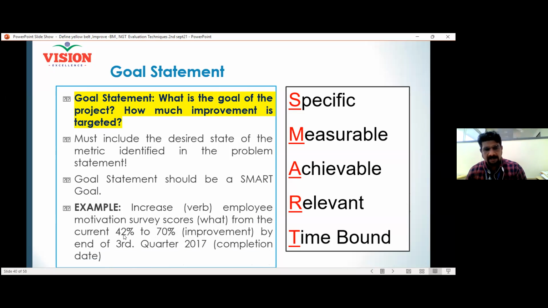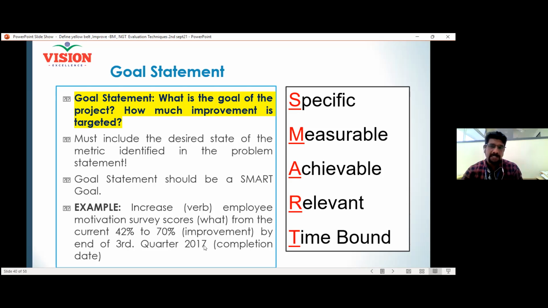So you can see 42% and 70%. It is measurable, and at the same time, it must be achievable. You cannot say from 42% to 100%. That is highly not achievable immediately. So you have to fix the goal with measurable data in an achievable manner: 42 to 70% by, and there must be a time in the goal, by the third quarter of this particular year.